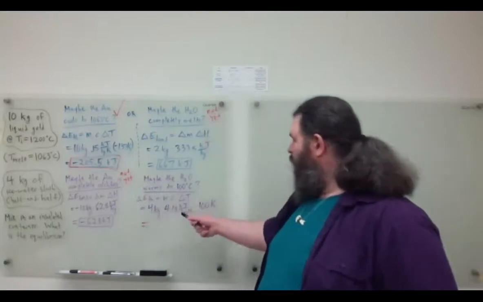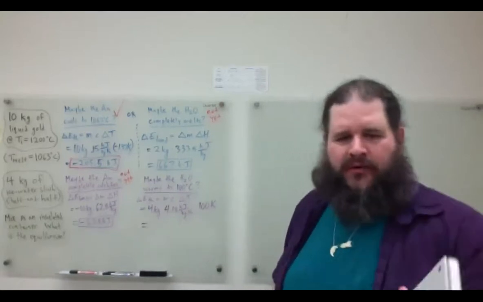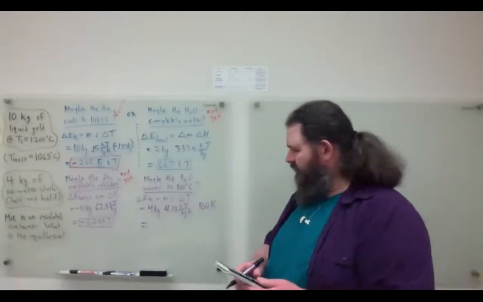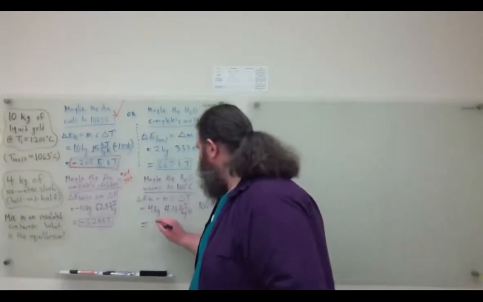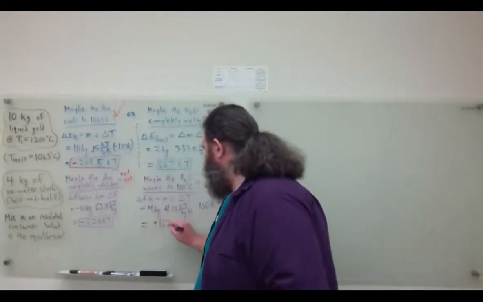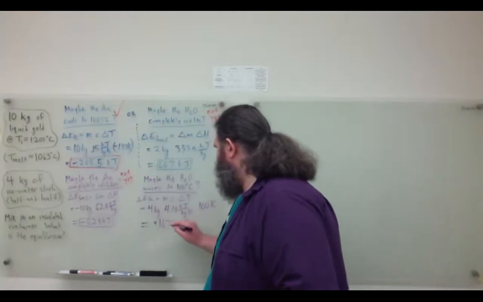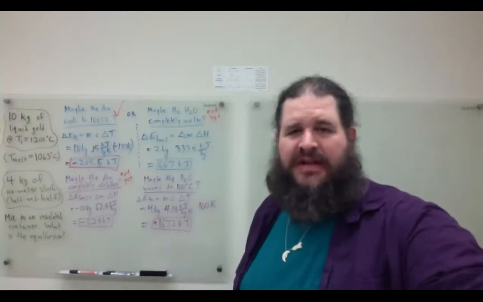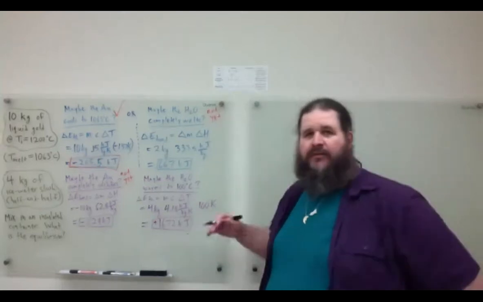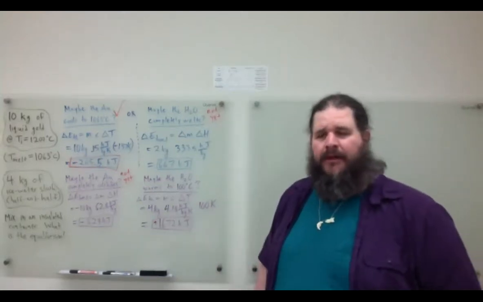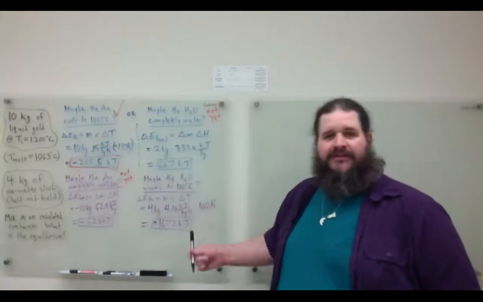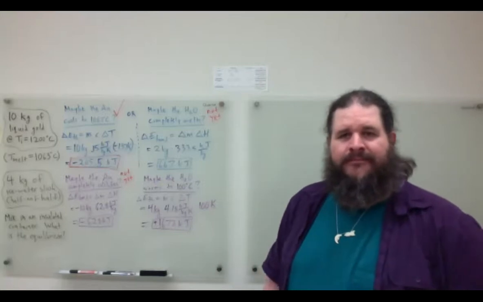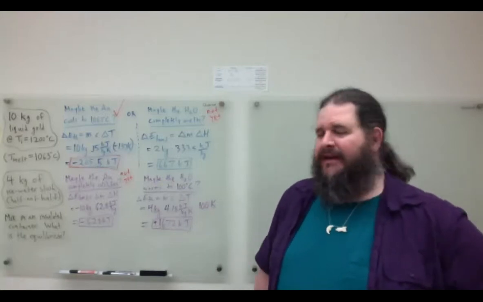So 4 times 4.18 times 100, that's 4 times 418, 1672. So that means it's going to take 1,672 kilojoules of energy to warm up the water from 0 all the way to 100. Is that process going to finish? No, at least not yet.